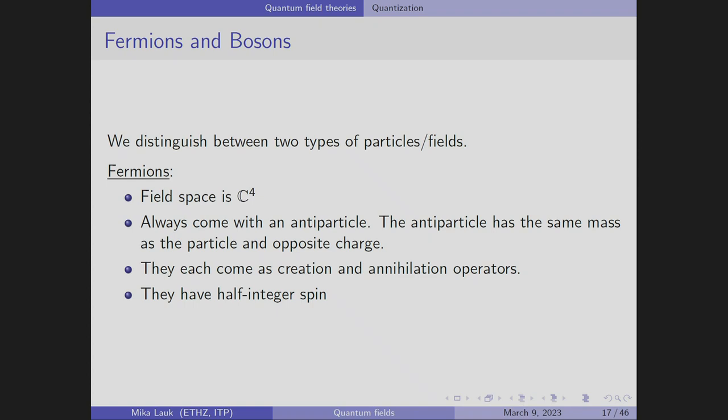One example would be that if we quantize the electron field, we also have a positron field, which is the electron with the same mass but opposite charge, a positively charged electron, so to speak. And the particle and the antiparticle each come with creation and annihilation operators. And for those who know what spin is, they have half integer spin. For those who don't know what spin is, forget what I just said.